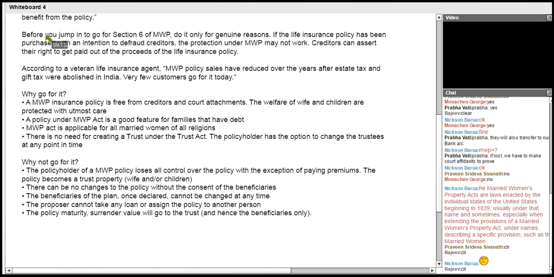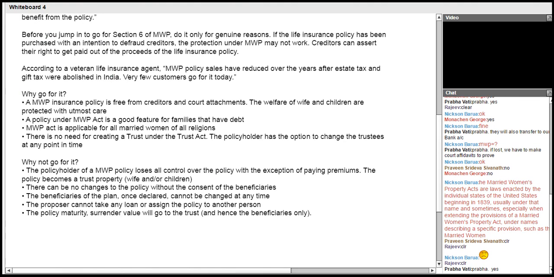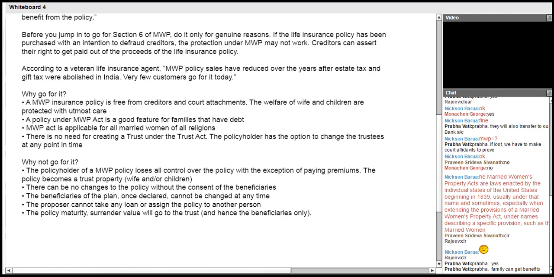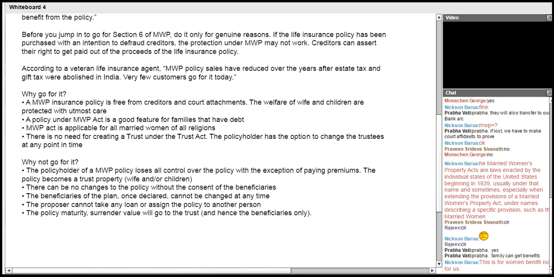The MWP Act, and what is the issue? Are you not able to follow it? So what is the MWP Act? Can you just tell me in simple language? Okay, let me tell you. What are the benefits of the MWP Act? In order to save the property from the creditors, this act comes into play. MWP is the Married Women's Property Act. So if this insurance has been taken under the guidelines, and the husband dies, then only the wife or kids will get the proceeds.